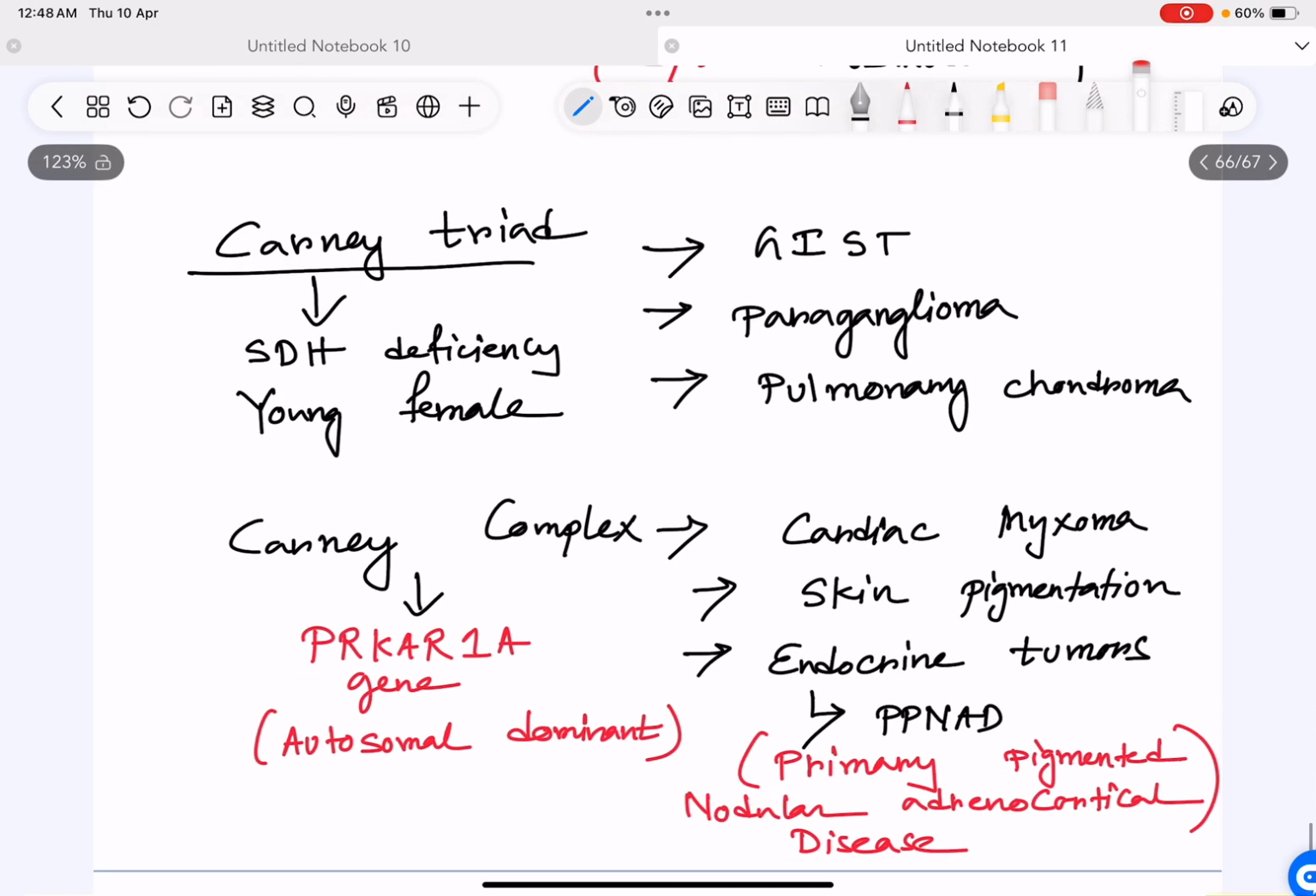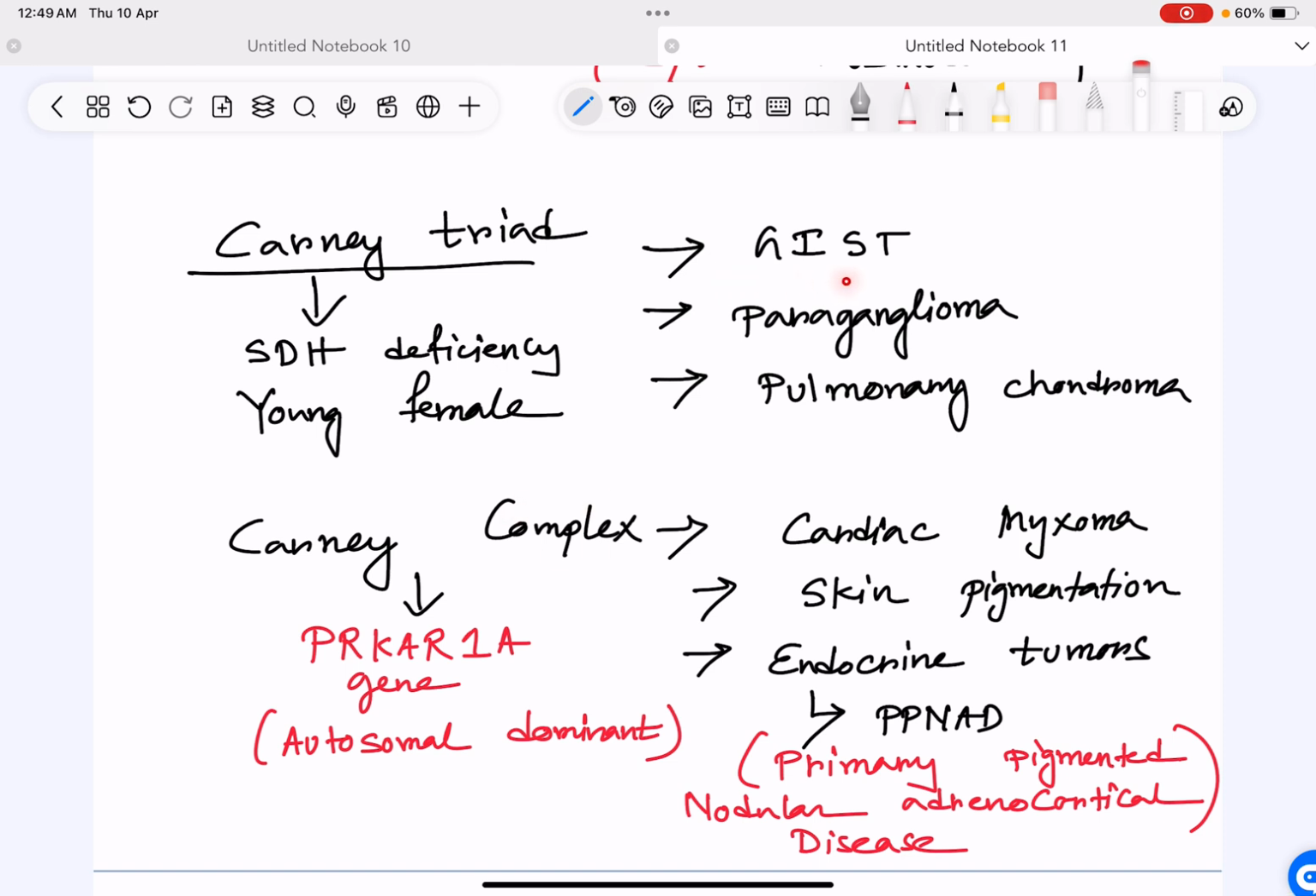Now two conditions are very important here: Carney triad and Carney complex. Carney triad is something which you develop on your own. Carney complex is an autosomal dominant, genetic condition. Carney triad is associated with GIST, not Carney complex. Complex is not associated with GIST.